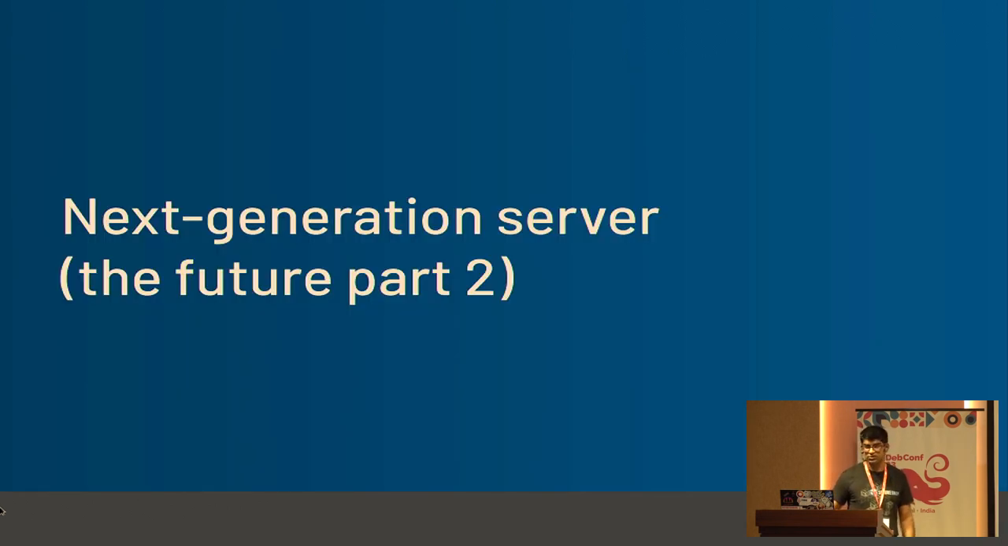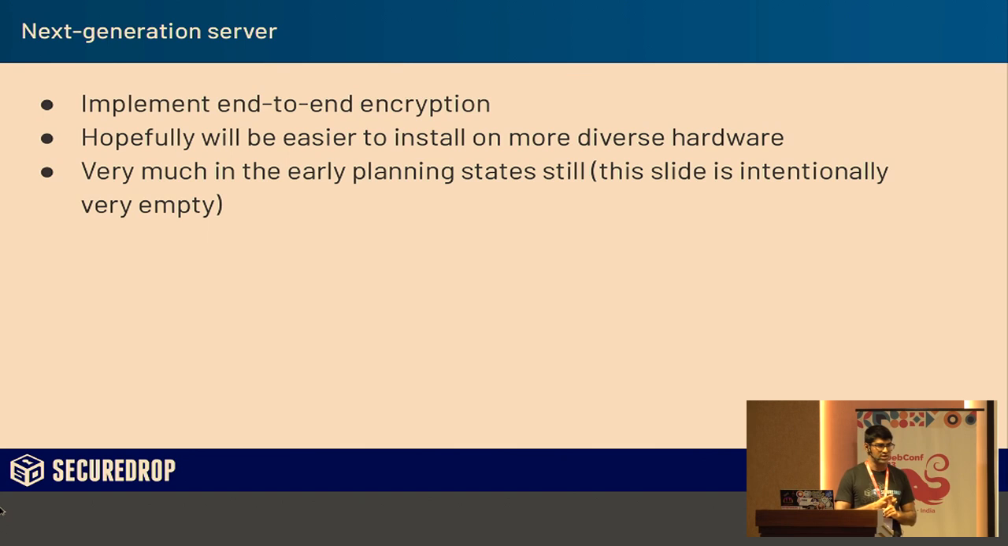Future part 2 is the next generation server. We're going to implement end-to-end encryption as just an extra security feature. And because end-to-end encryption will make the server less valuable as a target, hopefully we'll be able to install on more diverse hardware and make it easier to install. This is very much in the early planning stages still, hence two thirds of this slide being empty, because this is all the details we have so far on what we're doing. We're going to keep brainstorming it out and figure it out, and the main focus is on the workstation for the next year.